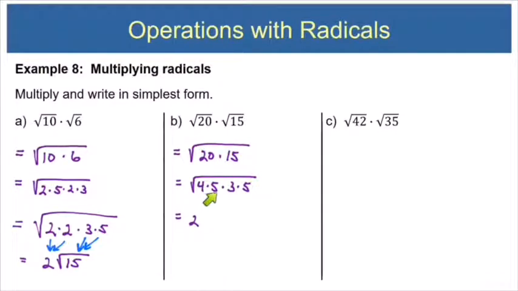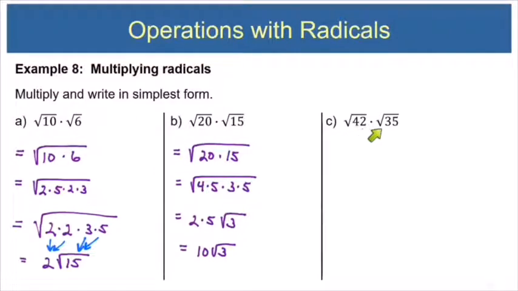And the square root of this pair of 5's is 5. Both of those come out from under the radical. And then this 3 does not have a whole number square root, so it is going to stay under the radical. So right now we have 2 times 5 times the square root of 3. But we know that 2 times 5 is 10, and so we're going to write this as 10 times the square root of 3. And now let's look at part C.